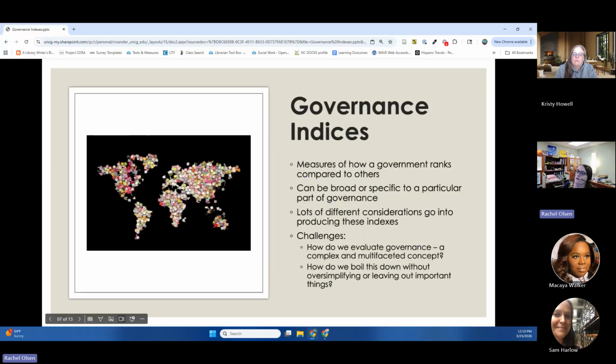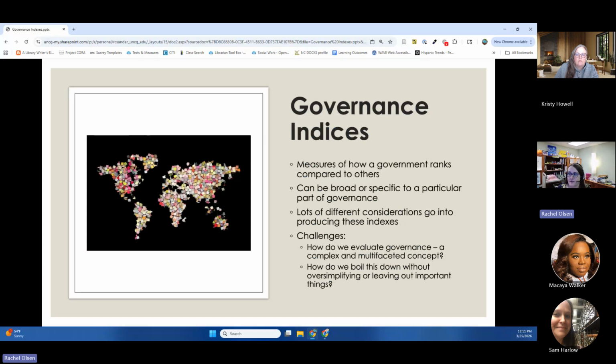Governance indices are a little more specific. They measure how a government is ranking or doing compared to other governments. It can be very general, or it can be specific to a particular part of governance. We're going to look at some here in a little bit. One that I like talks about the overall freedom of a country, a freedom score. The same organization also publishes an internet freedom score, so they get a little more specific. There are many, many dozens of them out there. We're only going to talk about 3 or 4 for the sake of time.